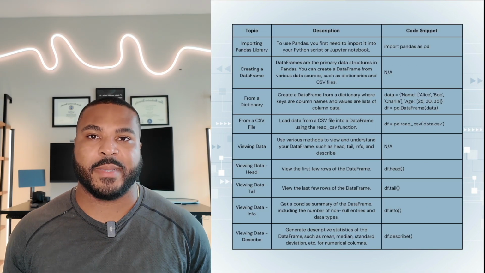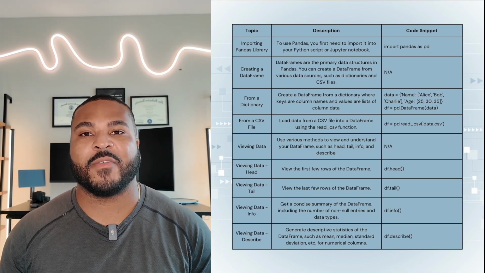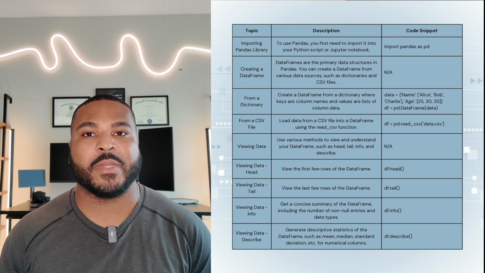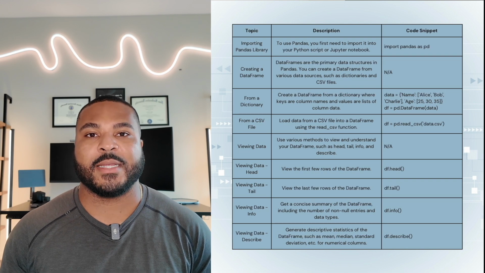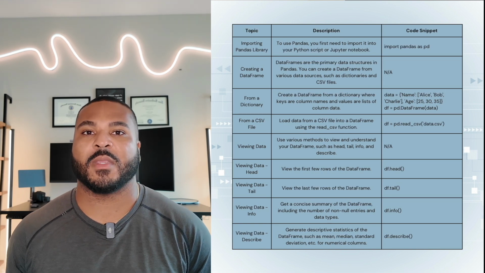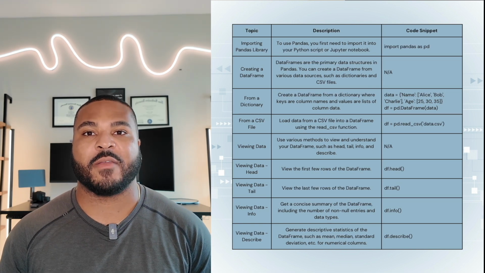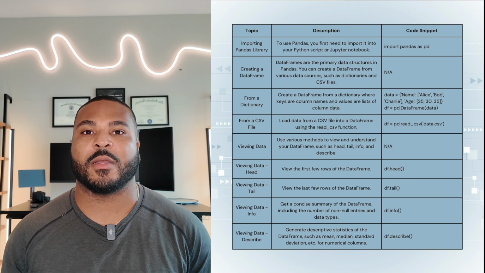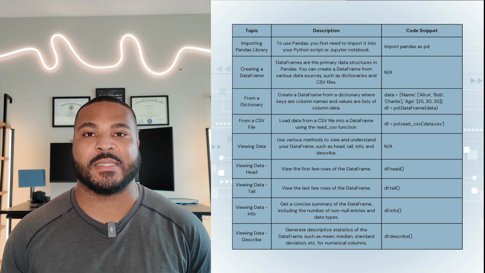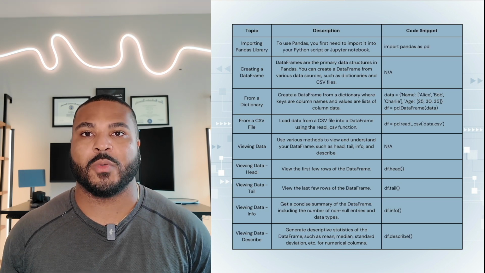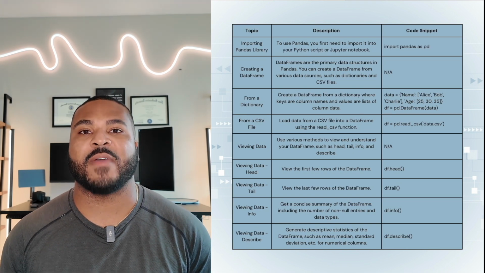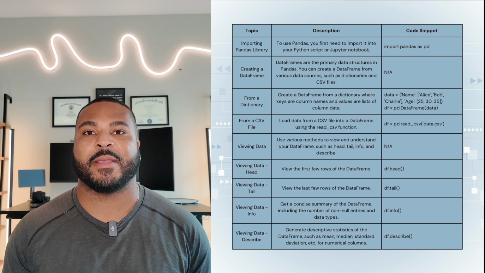What comes after importing the Pandas library? Creating a DataFrame. DataFrames are primary data structures in Pandas and are used to store and manipulate tabular data. You can create a DataFrame from various data sources. Let's look at two common ways, from a dictionary and from a CSV file. So you can create a DataFrame from a dictionary where the keys are column names and the values are lists of column data. An example is displayed on the screen. In this example, we create a dictionary with two keys, name and age, and their corresponding values. Then we convert this dictionary into a DataFrame.